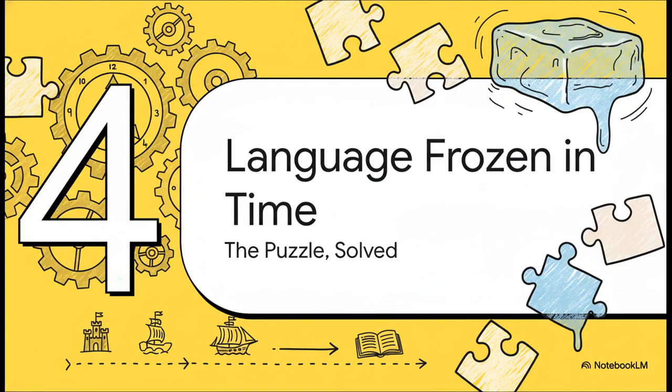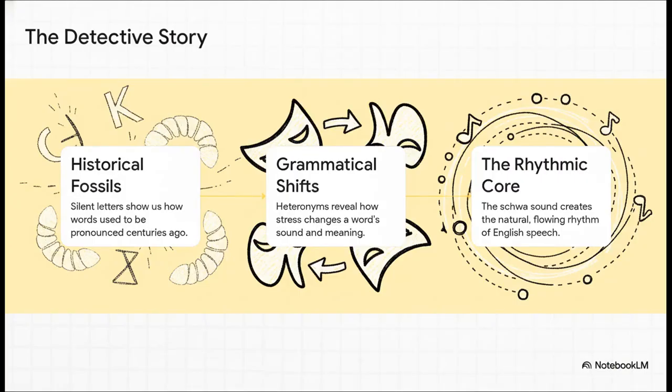So let's put all the pieces together, shall we? This chaos that we see in English pronunciation, it's not really chaos at all. It's more like a living museum, a record of centuries of change, all frozen in time by its spelling. We started with the ghosts, right? The silent letters that are really just fossils of an older language. Then we found the shapeshifters, the heteronyms, where grammar itself changes the sound. And finally, we uncovered the schwa, the secret sound that dictates the entire rhythm of the language.